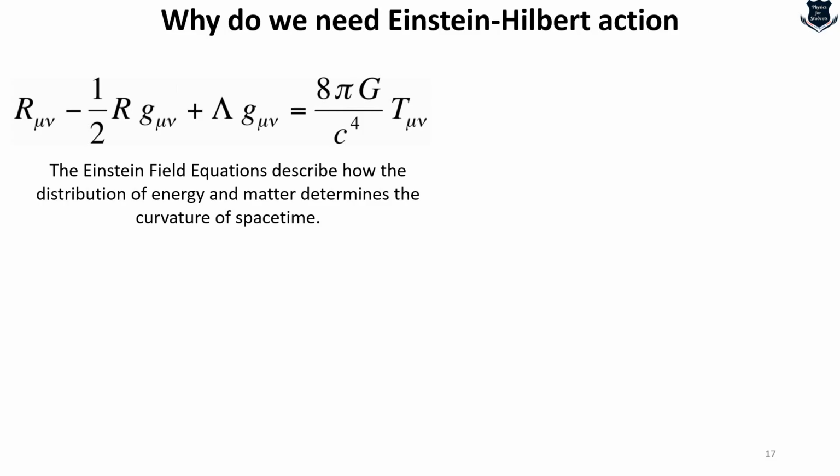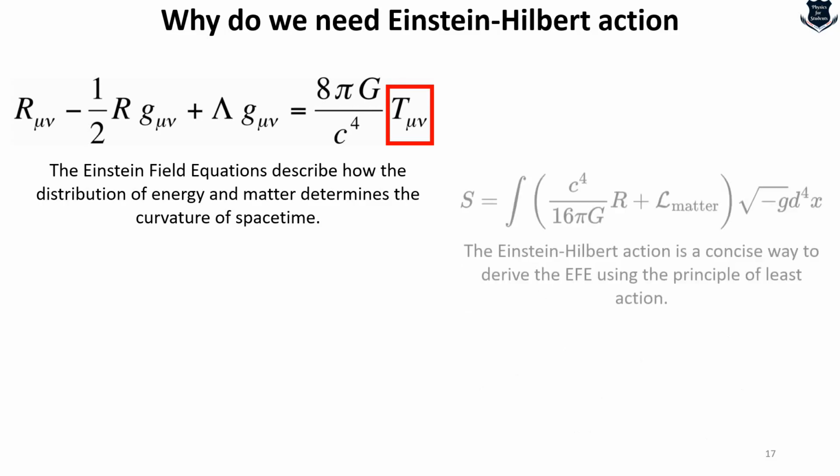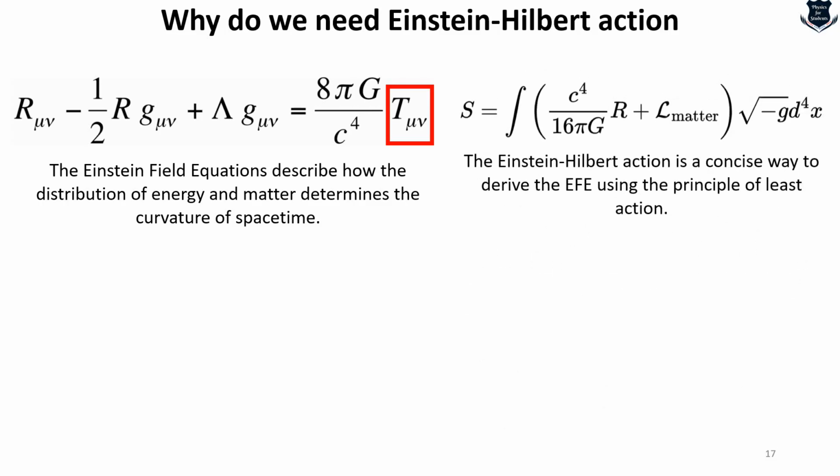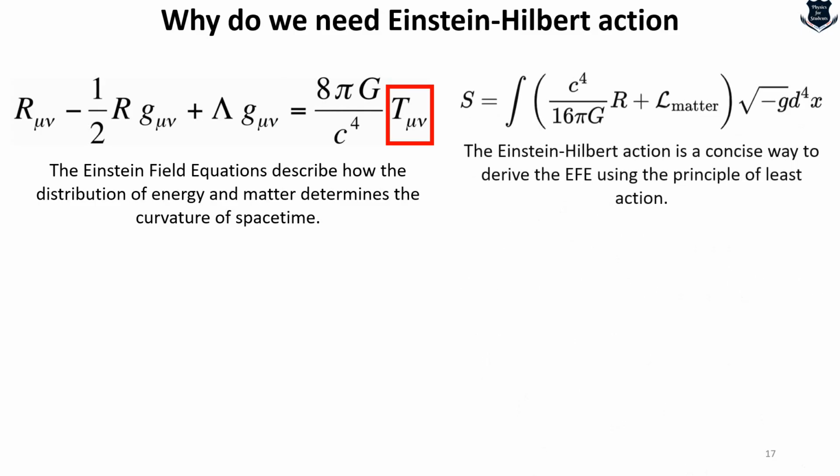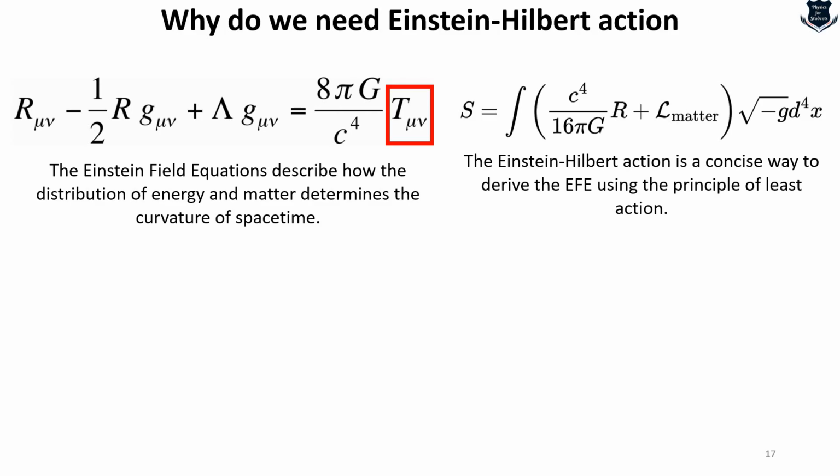Now, as you can recognize, the Einstein field equations basically describe how the distribution of energy and matter determines the curvature of space-time. This is determined by the stress-energy-momentum tensor, that is, T mu nu. On the other hand, the Einstein-Hilbert action is much more concise. That means it becomes easier to write and derive the Einstein field equations. And by varying, okay, I will come to this later. Most importantly, it is much more elegant to write.